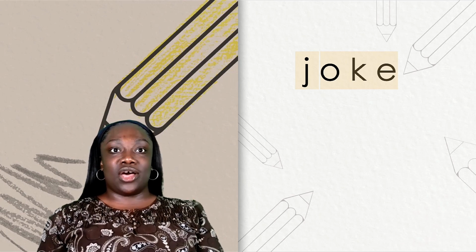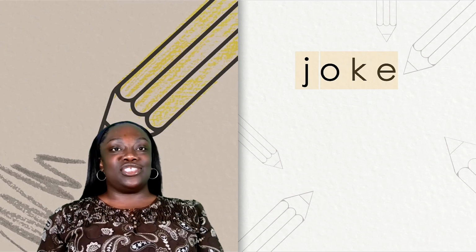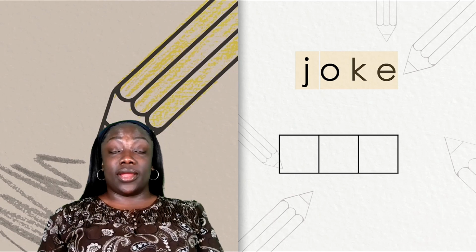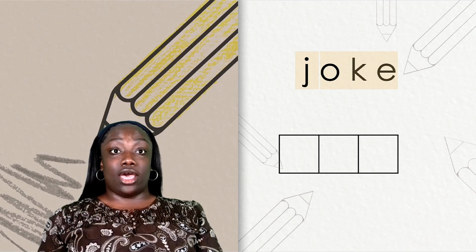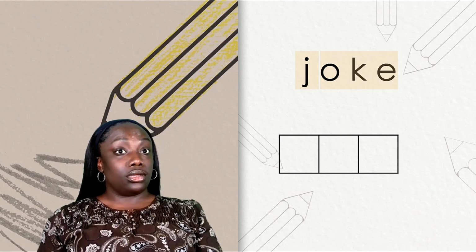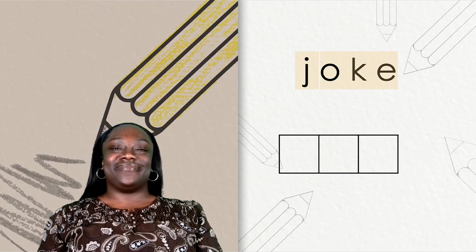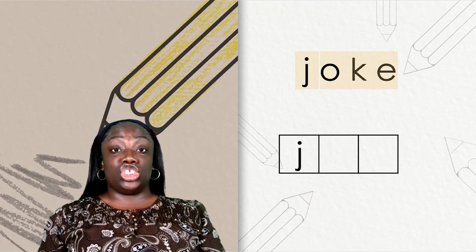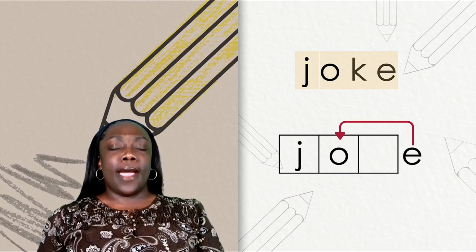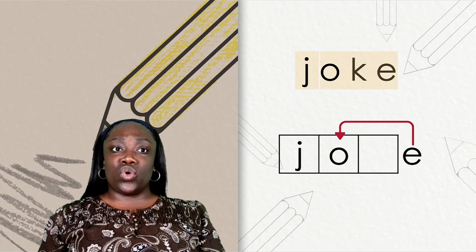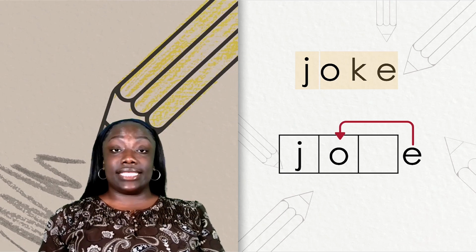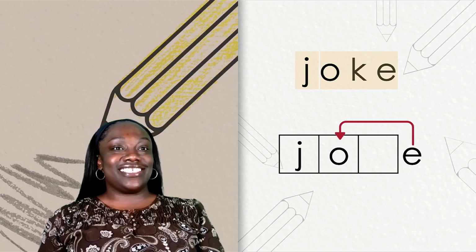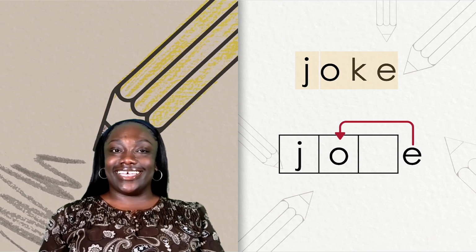Watch as we put the sounds in joke into sound boxes. What letter makes the J sound? The letter J. The middle sound in joke is O, but the letter is going to need some help so that it does not sound like ah. The final sound in joke is K.